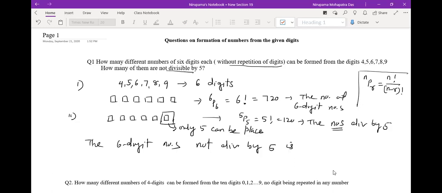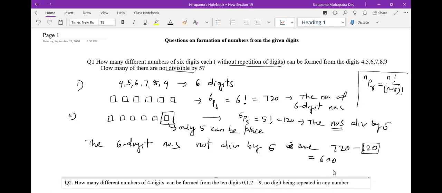how many? There are 720 total numbers, and out of this 120 are divisible by 5. Total minus the numbers divisible by 5, we will take the difference, so it means 600. Okay, so we have 600 numbers which are not divisible by 5. Clear? Okay, so let's move to the next question.